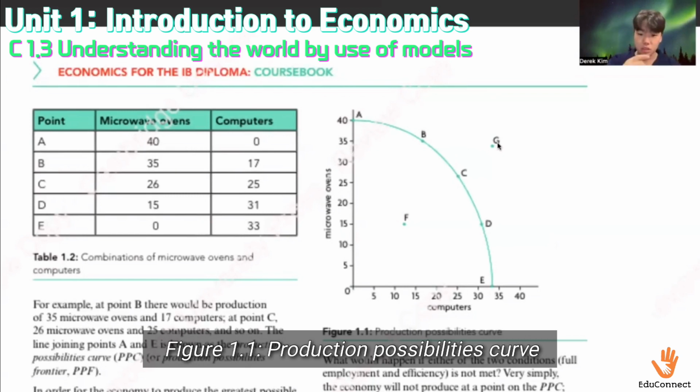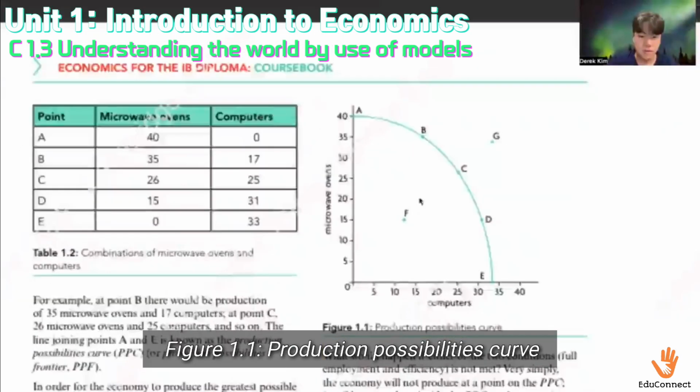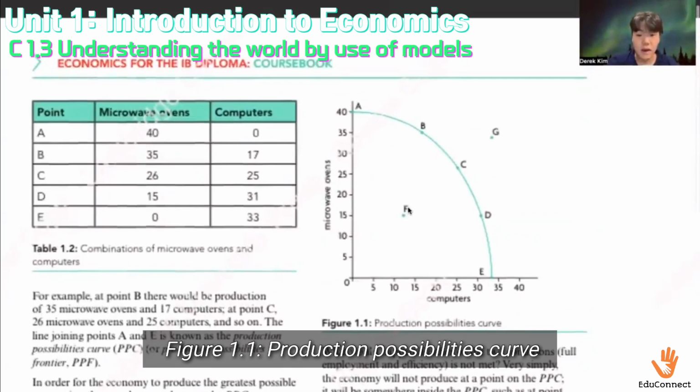So currently, point G is not attainable for this current economy. As a review, point F is when the factors of production are not fully employed. These other points mean that they are being fully employed, but these points may differ in how ideal they are, depending on the company's or economy's aim and goal.